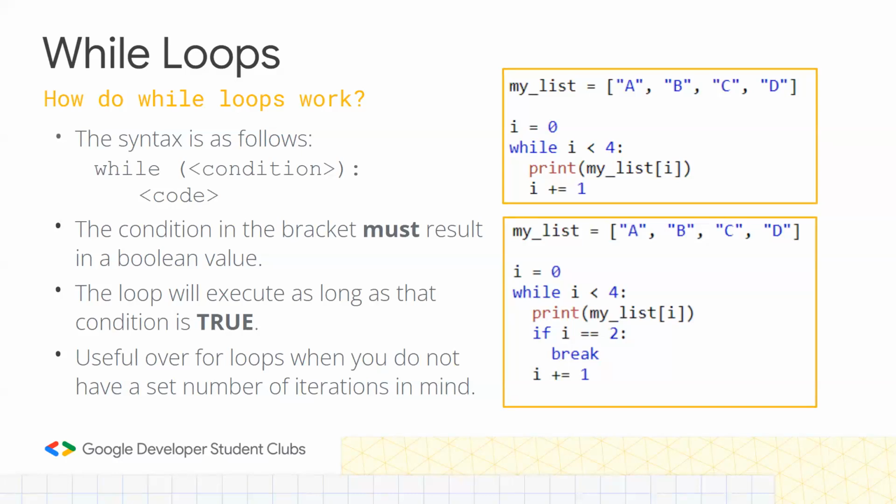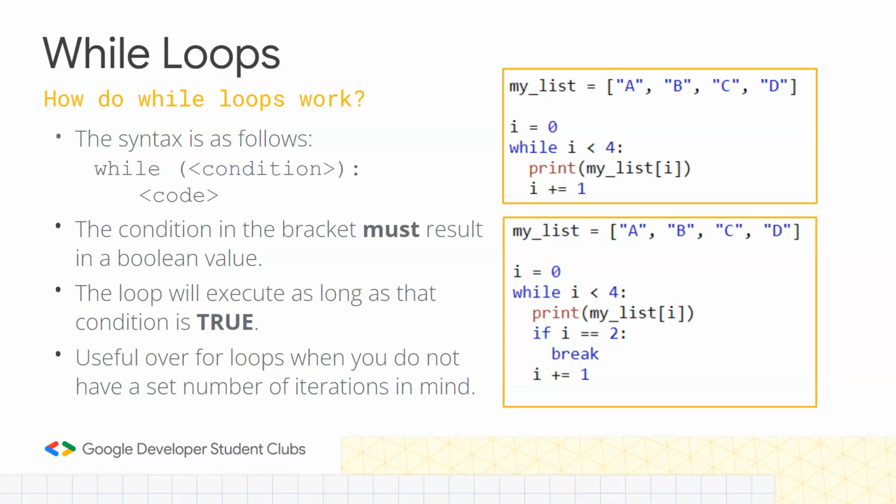While I is less than 4, you print it out and then you increment it. You need to increment this, otherwise this is essentially a while true loop. If the I value is not being incremented, the condition will always remain true and it will continue looping until you stop the code.